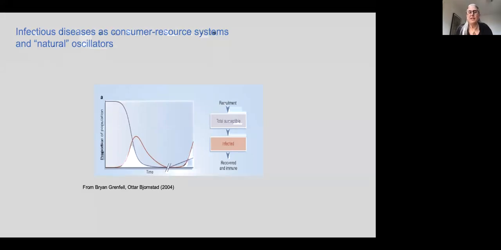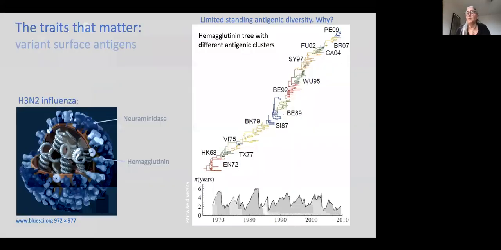When we have specific immunity, we will have something more interesting. And of course, the traits that matter here are the variant surface antigens, the molecules that the immune system recognizes. So one advantage of thinking about competition between strains is that we really know what the traits are that we should be looking at. So what are the traits that underlie competition for hosts?